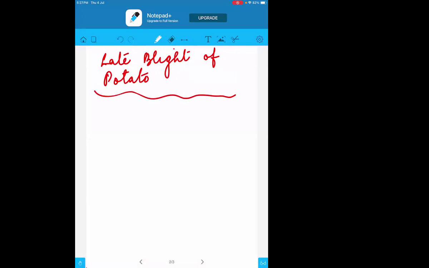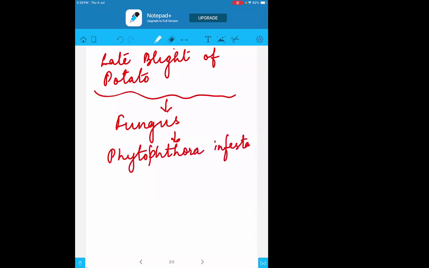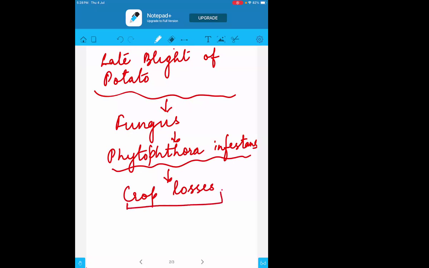Talking about the late blight of potato, it is caused due to a fungus. Both are caused due to a fungus, but the fungus is different. In the case of late blight of potato, the name of the fungus is Phytophthora infestans. So in both conditions the microbe is a fungus, but the fungus is different. Here, in late blight, the microbe is Phytophthora infestans, and they are responsible for the crop loss, as the plants will not be able to grow further.